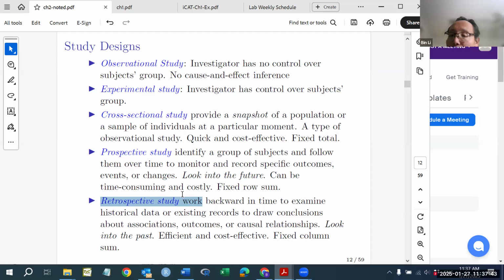And the retrospective study is the opposite of the prospective study. Okay, it works backward in time to examine historic data or an existing database to draw conclusions about the associations, or the outcomes, or cause relationships. So that's looking into the past. Okay, so this is efficient and cost effective.